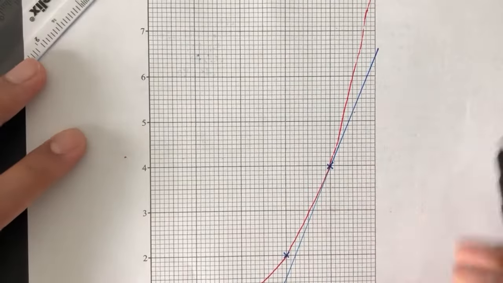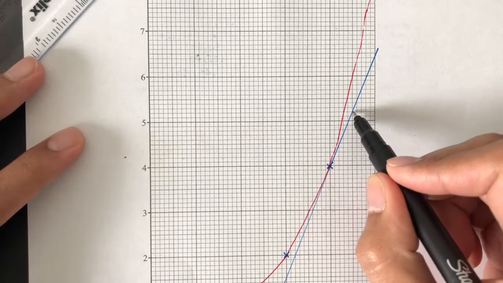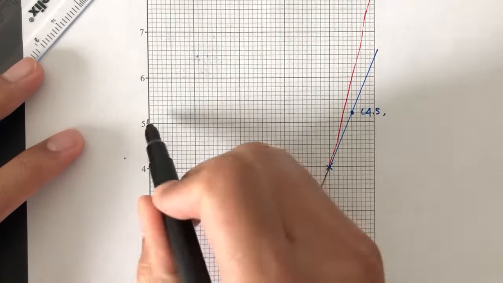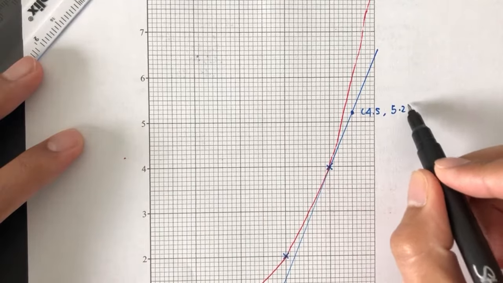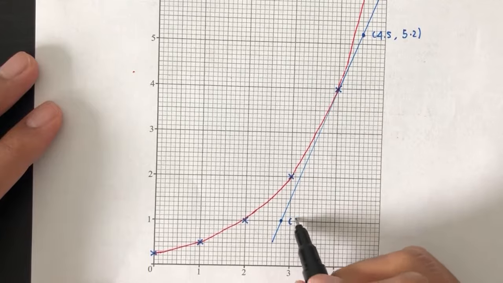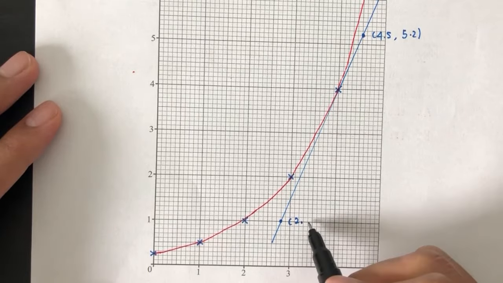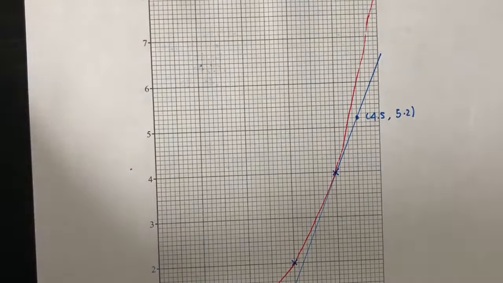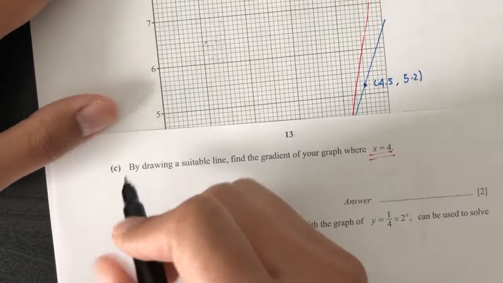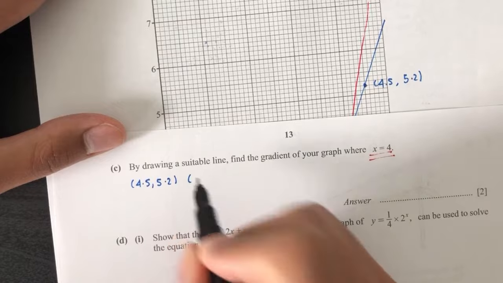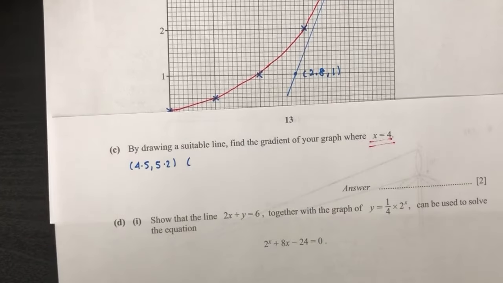So we have to find one point here. One point on this line will be this, which is 4.5, and this is 5.2. And one point below will be here, which is 2.8 and 1. So let's find the gradient for those 2 points. So the first point is 4.5 and 5.2, and the other one is 2.8 and 1.